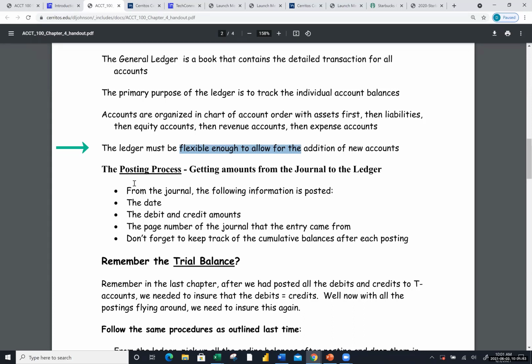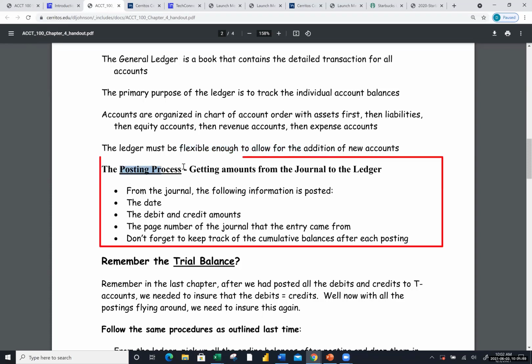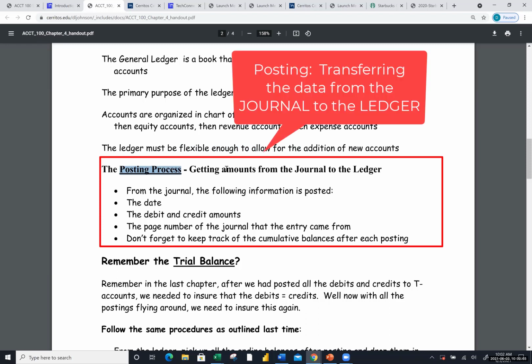And how you get the information from the journal to the ledger, that's the little bit confusing part. It's called the posting process. And so posting means getting amounts from the journal, which we have now, to the ledger. Again, I'm going to go through the steps in bullets here, but more importantly, we're going to jump in and get our hands dirty so you guys can see how this works. So here's what you do in words, then we'll go in and do it in action.